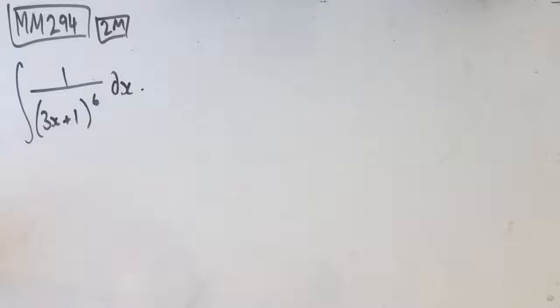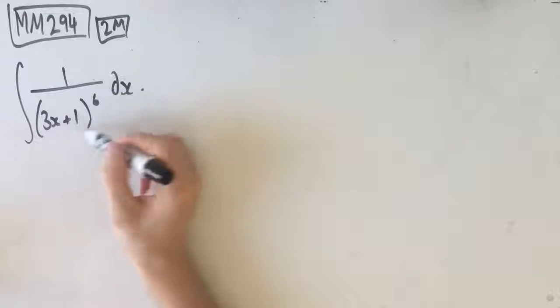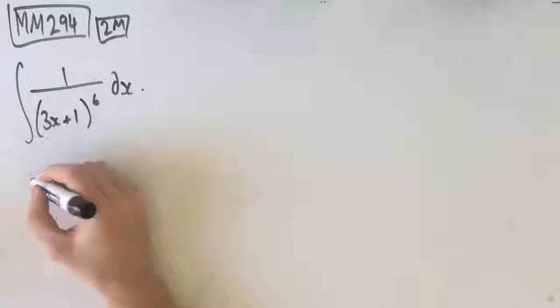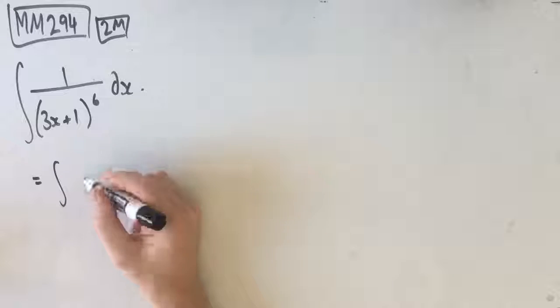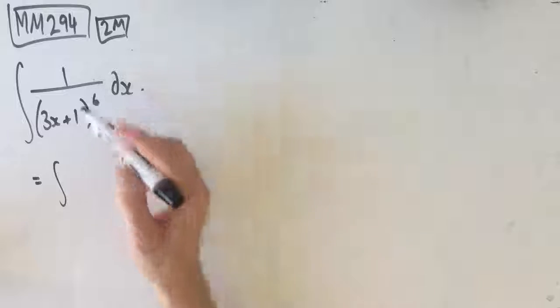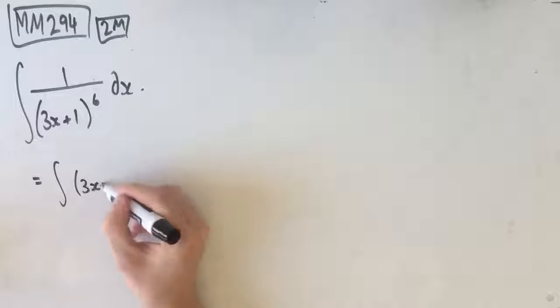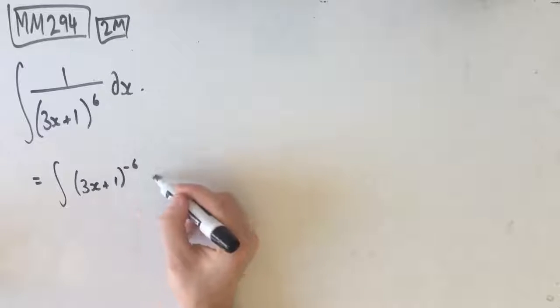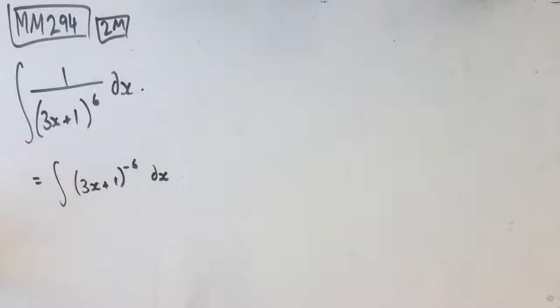Okay? Now first things first is we don't like this being on the bottom, so we actually need to change that to be on the top, right? The way that we do that is by our negative index law. So we change this 6 to a negative and put it on the top. So what we get is (3x + 1) to the power of negative 6. And that makes it a lot easier to deal with now.